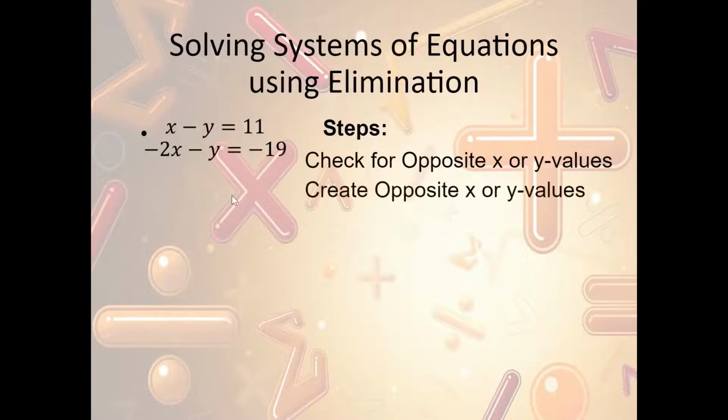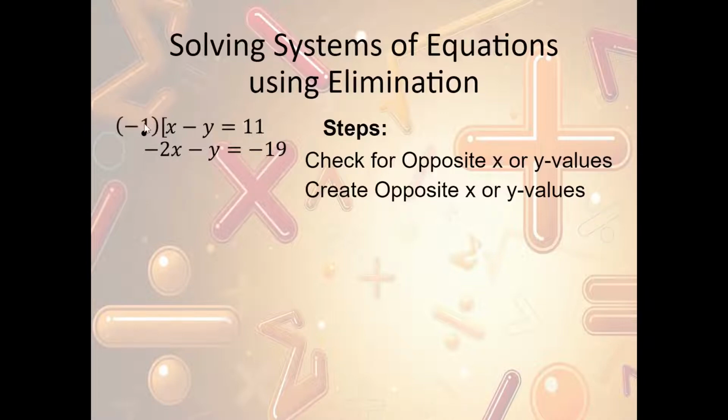If we don't have opposite values, we're in trouble. So what we need to do is create opposite values. We need to multiply either one or both of the equations by some number to get opposite values. In this case, the easiest looks like it might be the y's, because we could just multiply one of these by a negative 1, and that gives us a positive y and a negative y. But we could also do the x's. We could multiply this whole thing by 2. That gives us a positive 2x and a negative 2x.